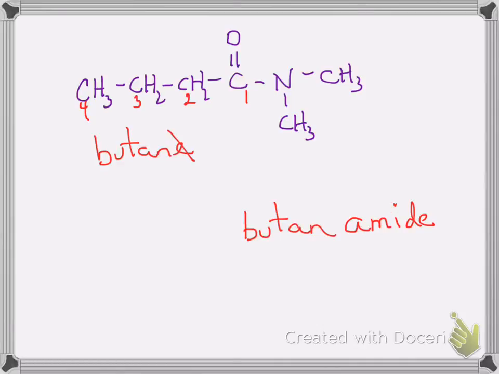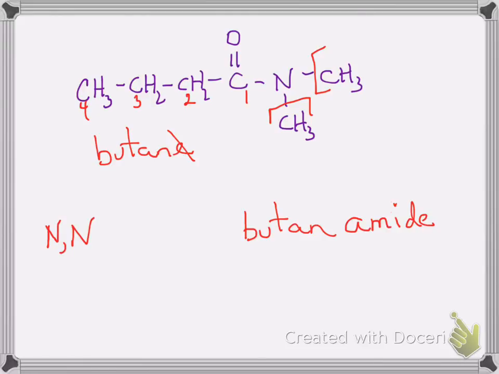Now I name the rest of the molecule as substituents on the N, or the nitrogen. I see a group here and I see a group here attached to the nitrogen. They're both methyl groups. They're both attached to nitrogen. And so in amide nomenclature, whatever's attached to the nitrogen, you just put the letter N.